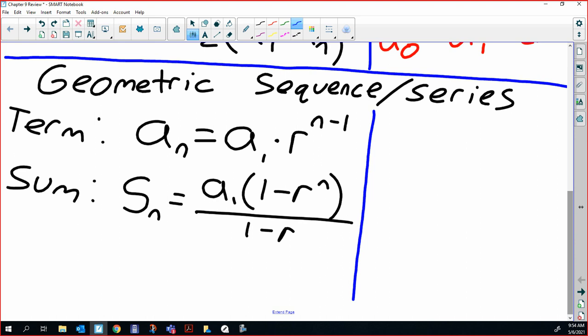So within this, there is a little calculation for r if you need it. You just take the second term divided by the first term. Or you can use other numbers and say the third term divided by the second term, or whatever. But there is also one slightly different thing about sum, because there are two sum formulas. There's the sum of the first n terms, and then there's the sum of the entire thing. So the infinite sum.